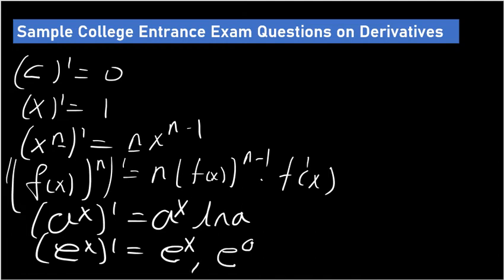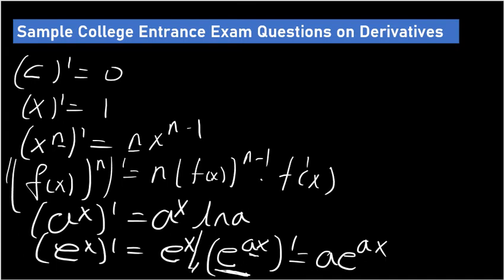If it is e to the power of ax, the whole derivative will be: the ax will be differentiated, then the derivative of ax will be a, so a times e to the power of ax. Here nothing is changed, e to the power of ax goes as it is, but a is multiplying.